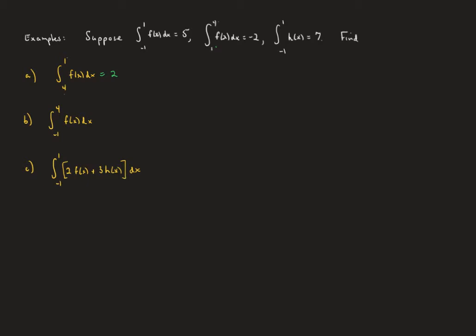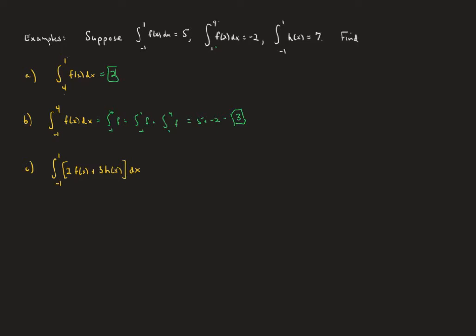Part B, if we know that from -1 to 1 is 5 and from 1 to 4 is -2, then using our additive property there, the integral from -1 to 4 of f will be the integral from -1 to 1 of f plus the integral from 1 to 4 of f. And so that's going to be the 5 plus the -2, and so that's going to be 3.